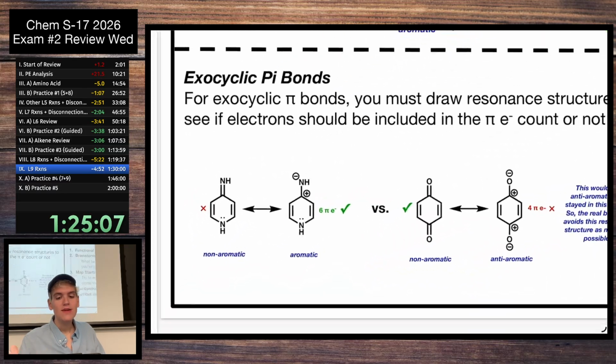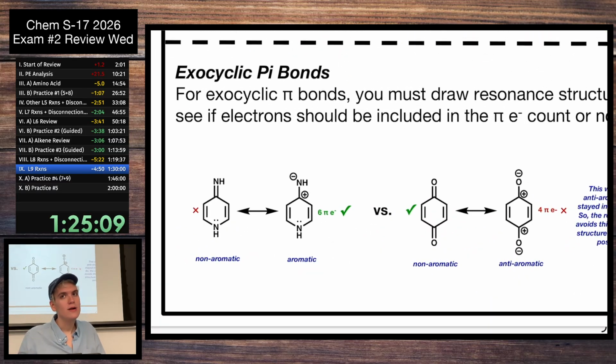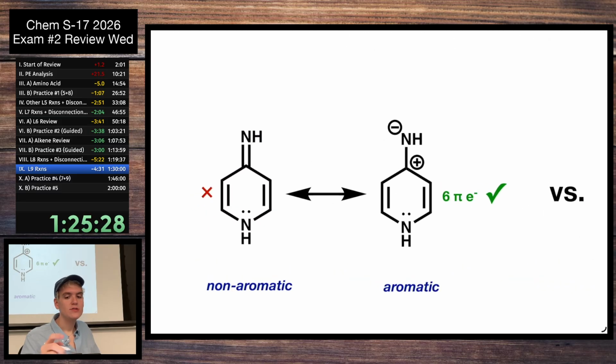We also have this idea of exocyclic pi bonds. I had an infographic in the notes, but I didn't really talk about it. Basically, whenever we have a pi bond on the ring but outside of it, it is ambiguous. It is automatically non-aromatic. And so if you want to determine whether or not it could be aromatic, you have to ionize it. So you have to do a resonance structure here. And your resonance structure with this, it's always going to go to the more electronegative element.